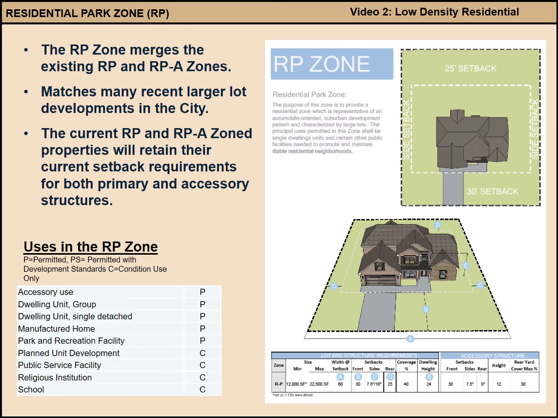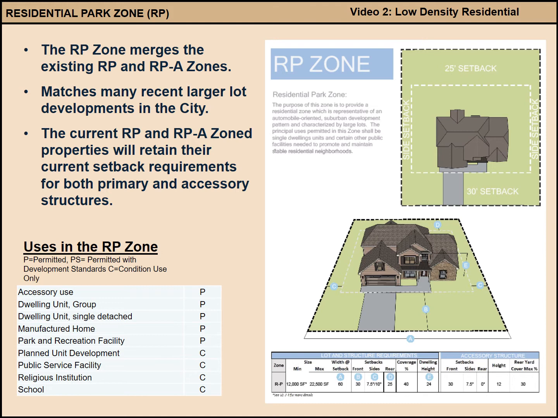The next slide talks about the RP zone. The RP zone in today's code really hasn't been used very much. The RPA zone also doesn't get used very often. Really, the R1 zone is the zone that gets used most often for residential development in Idaho Falls. However, what we have heard in many zoning hearings is that while the R1 zone is familiar and has no limit on how large a lot can be, it also allows lots as small as 6,000 square feet.